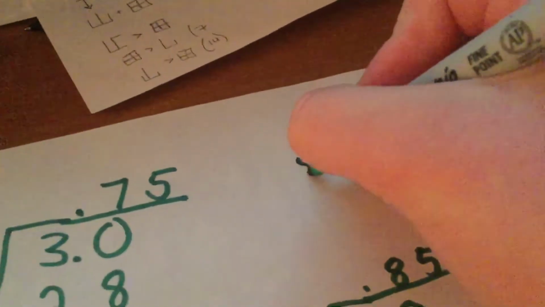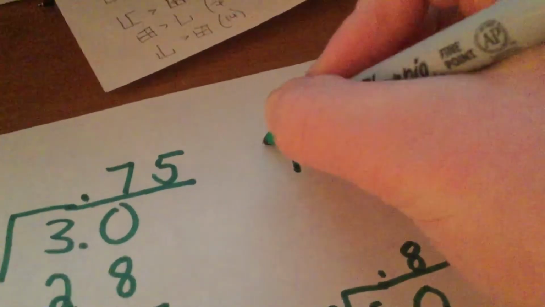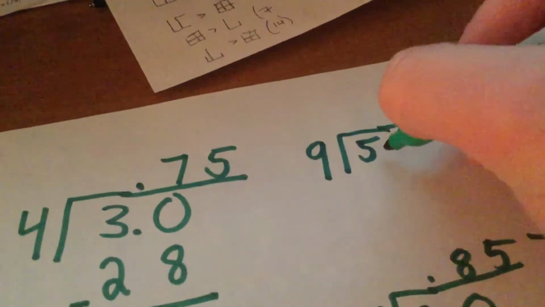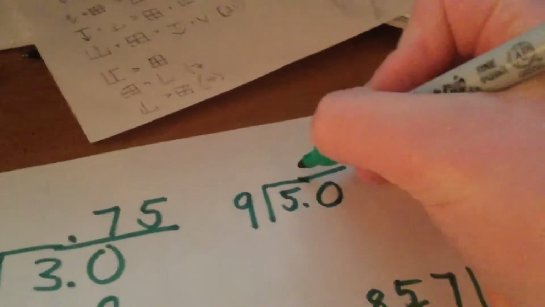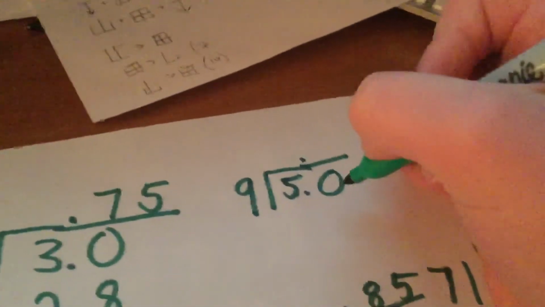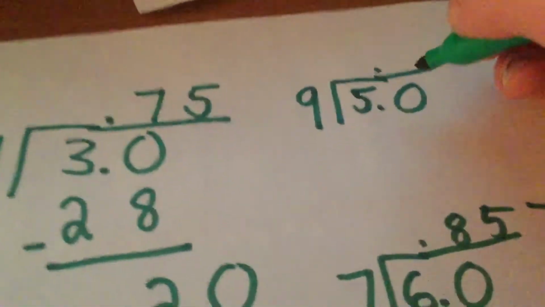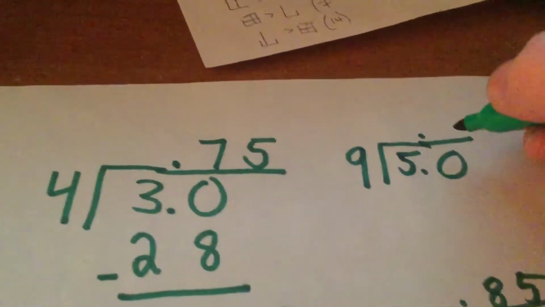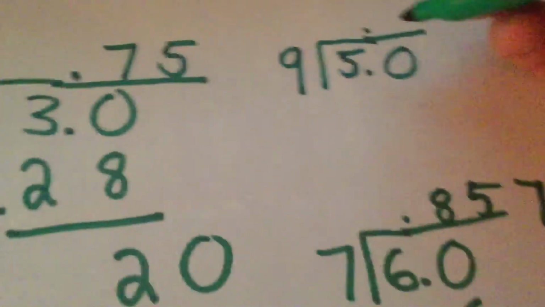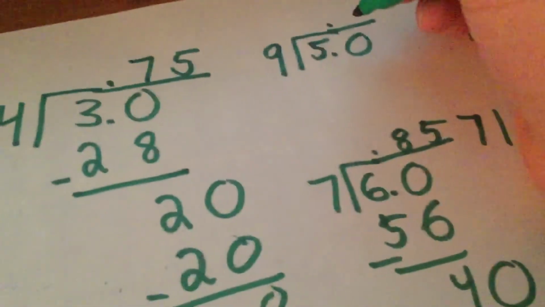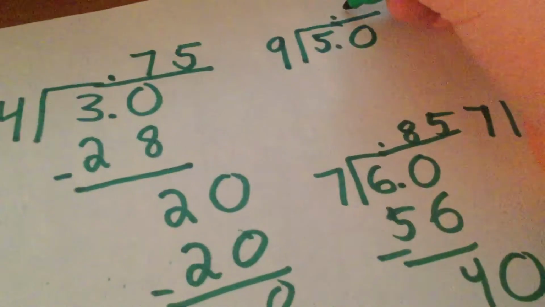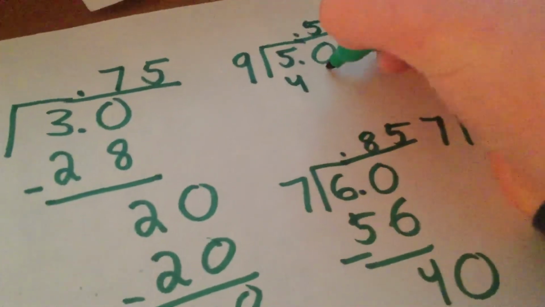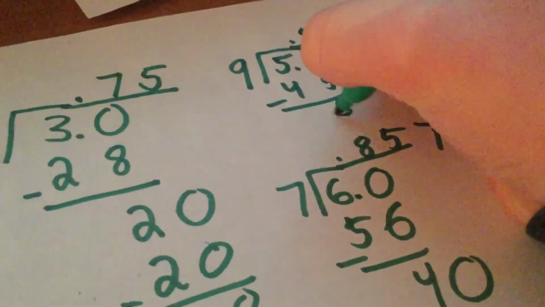So we have 2 examples left. 5/9. Okay, 9 goes into 50. Well, let's see, 9 times 7, well, that's way too much. So if we do 9 times 5, 9 times 5 is 45. So if we subtract that, we get 5.